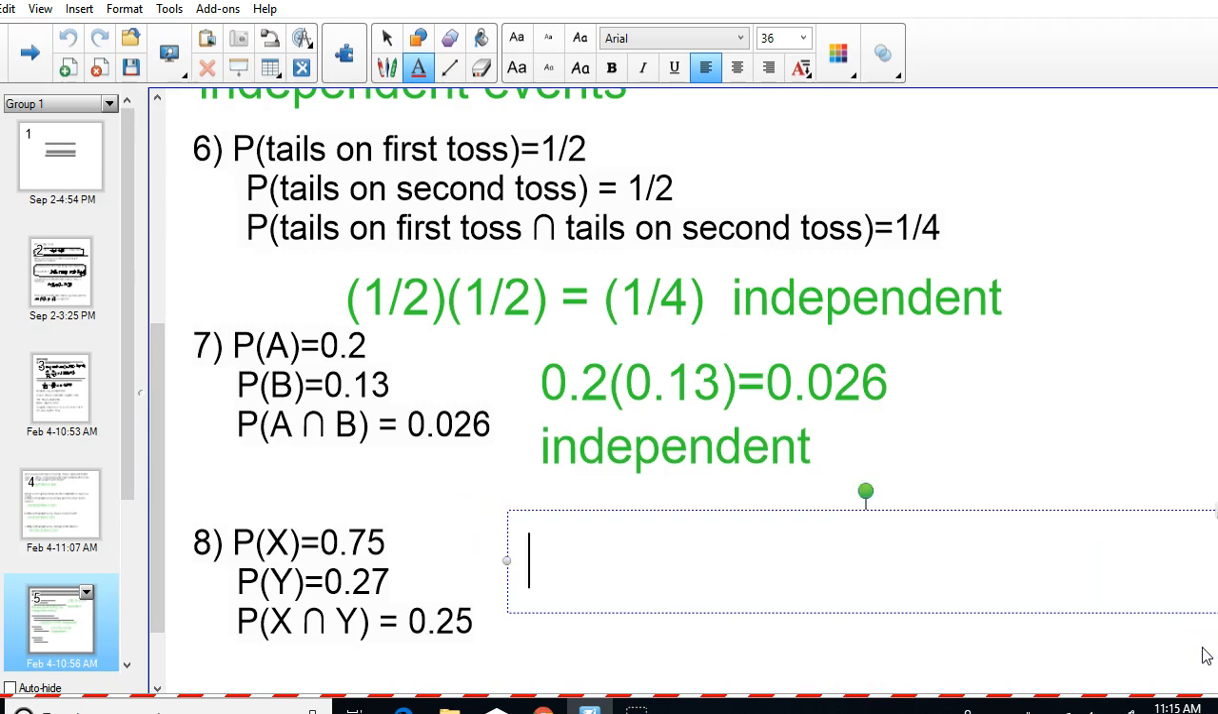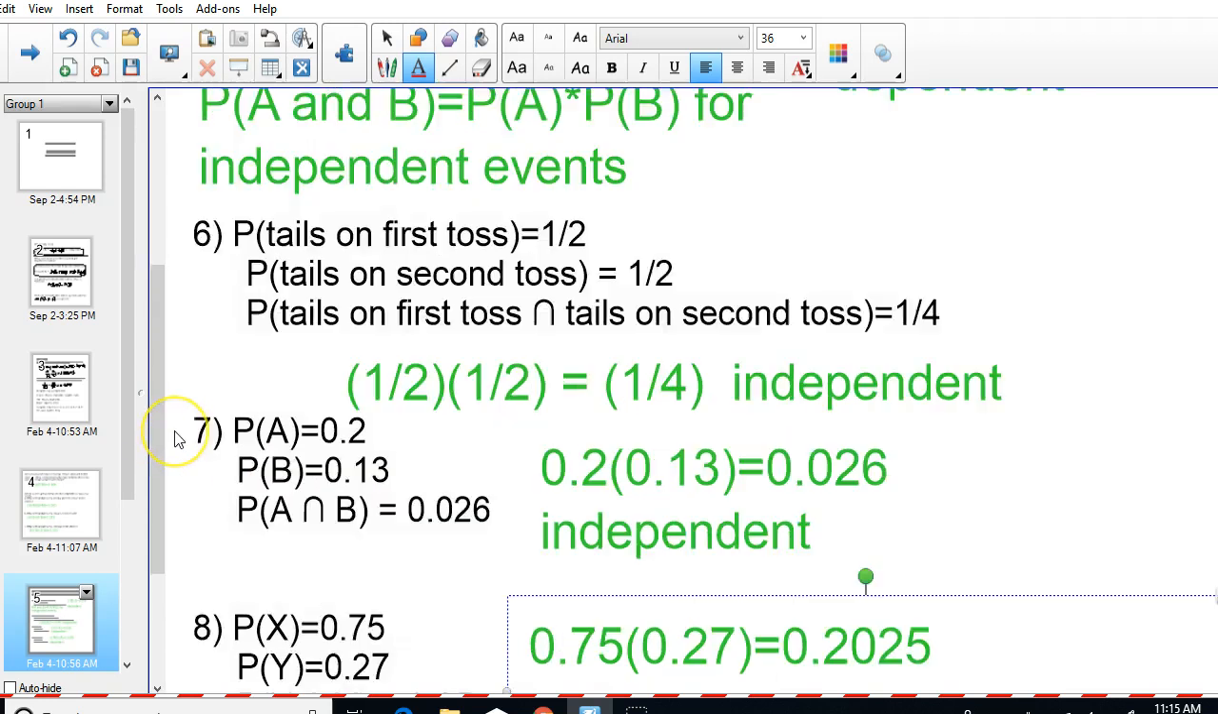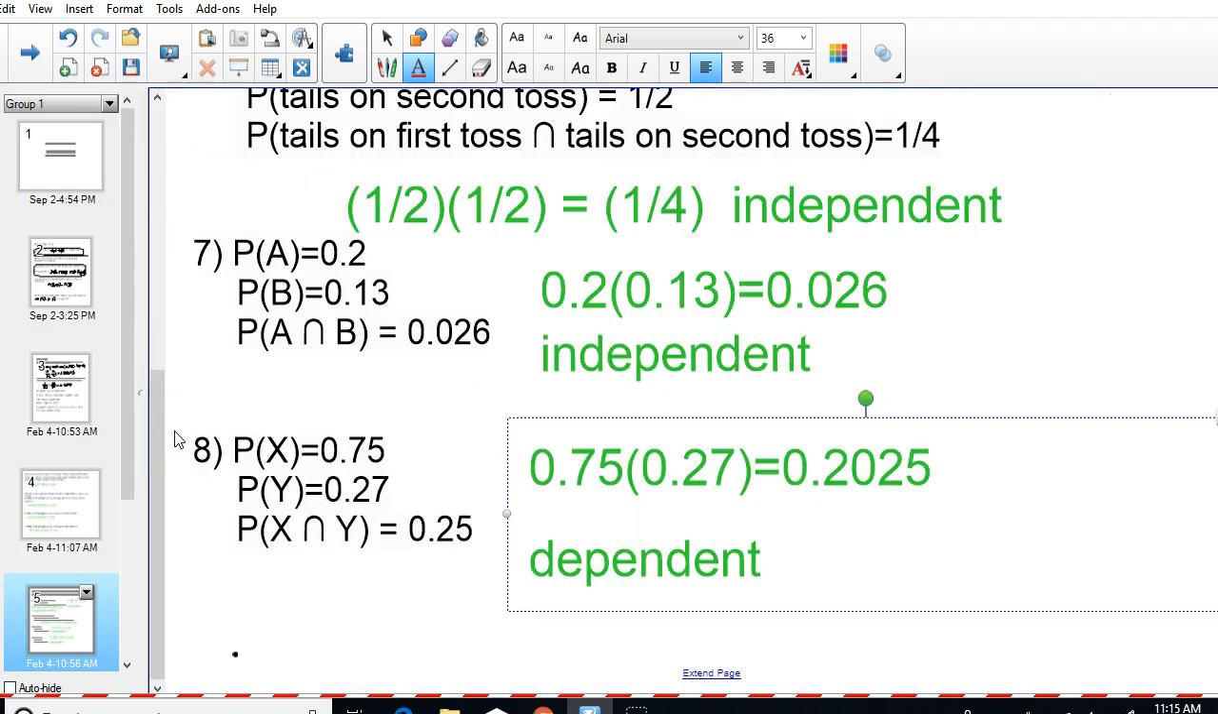And so for X and Y, if they're independent, we can just multiply their two probabilities. So 0.75 times 0.27 equals 0.2025. That is not the same as 0.25, so these are dependent. Okay, questions there?